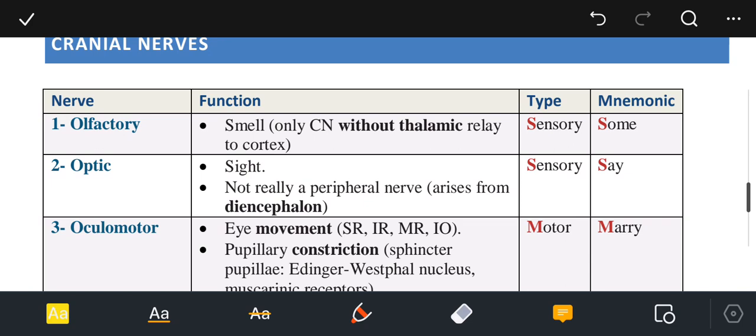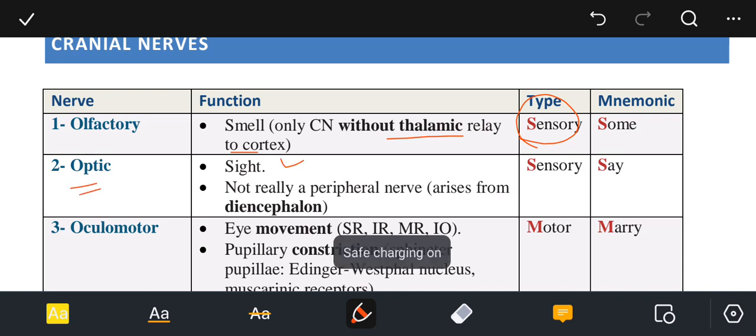Now this is again a table about specific cranial nerves and what they do. So olfactory cranial nerve is responsible for smell. Only cranial nerve without the thalamic relay to the cortex, and it is purely sensory, and we'll see the mnemonic later on. The optic cranial nerve is for the sight. It is not a peripheral nerve and it arises from the diencephalon. We are talking about the optic nerve, and this is also purely sensory.